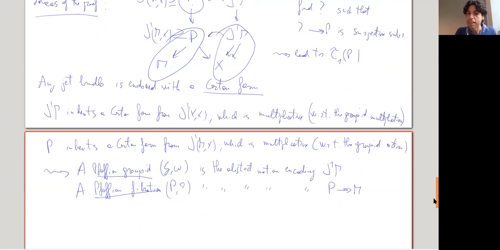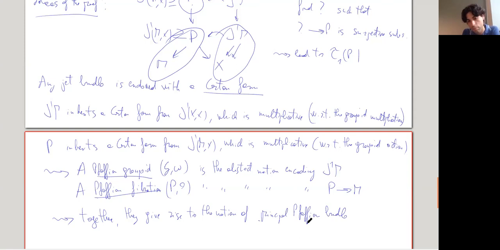And then you can put the two things together. Together, they give rise to the notion of principal Pfaffian bundle. So a principal Pfaffian bundle will be just a Pfaffian fibration and a Pfaffian groupoid with an action which is multiplicative in this sense. And this is the kind of object that allows us to explain this general theory. So this is what I claim is a nice way to study this geometric structure and their integrability problem.